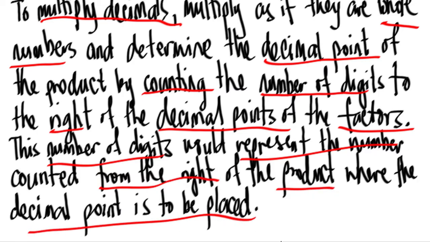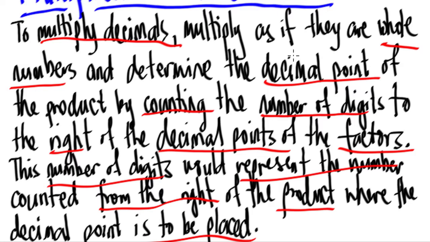Okay, again, to give you a rough explanation again, to multiply decimals, we'll multiply them as if they are whole numbers, and the crucial part here is we'll need to determine where the decimal point must be placed on the product. We can do this by counting the number of digits to the right of the decimal points of all the factors. And this number of digits would represent the number counted from the right of the product.